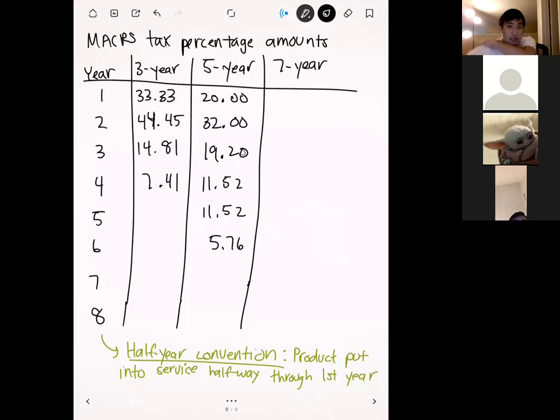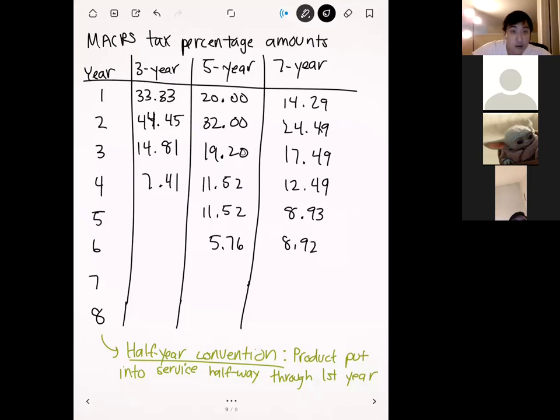Okay. And then for the 7 year property, this is 14.29, 24.49, 17.49, 12.49, 8.93, 8.92, 8.93. And then 4.46, okay.